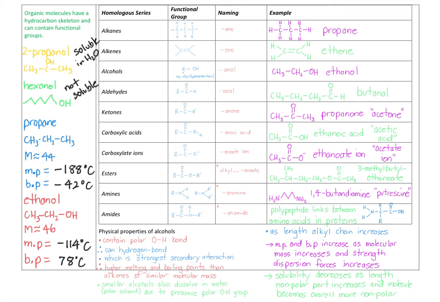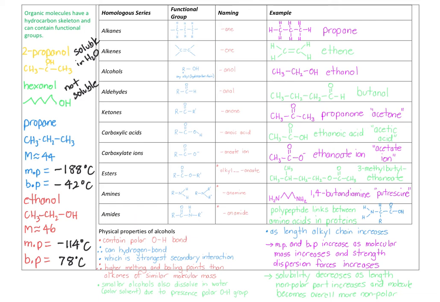1,4-butane, and because there's 2 amines, we say butanediamine. This is more commonly known as putrescine. It is a chemical that is given off by decomposing bodies, also often responsible for bad breath. Also found in semen and gives semen its characteristic smell.